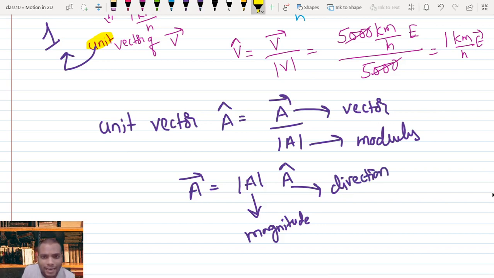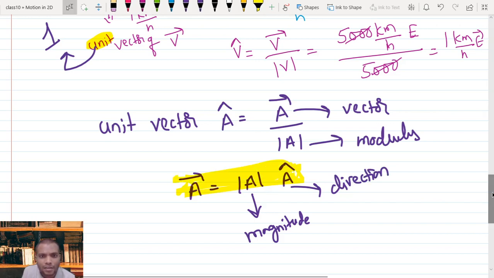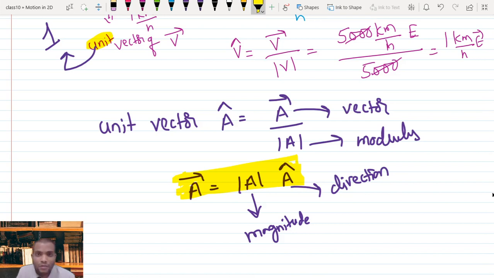Now a vector can be represented by two factors. One is its magnitude, in terms of the modulus of the vector, and the other is its direction, in terms of the unit vector. So unit vectors are the direction representatives of vectors. Wherever a unit vector is given, it tells about the direction of the vector. So try to get to this point.